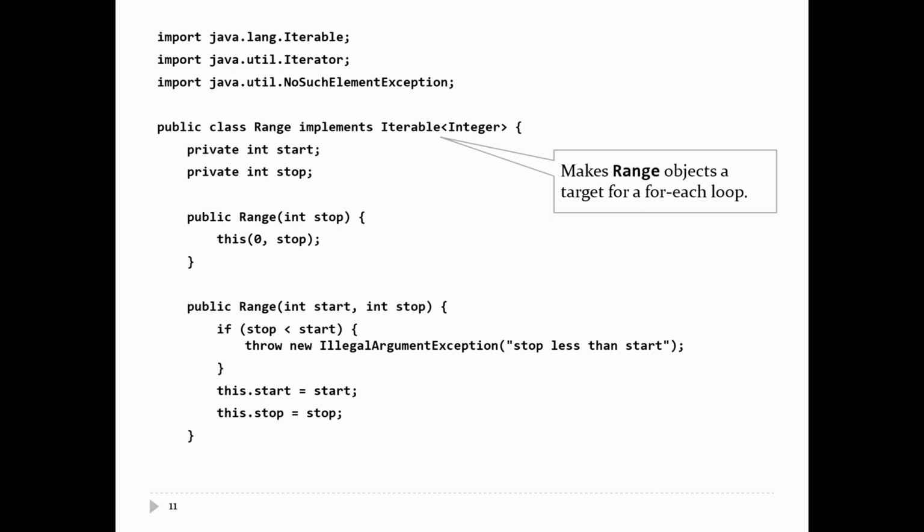Okay, so we have our first constructor. It takes in only a stopping value. This is the one that's going to count from 0 up to, but not including, stop. And I'm just going to chain this to the second constructor. The second constructor takes in 2 values, start and stop. So we're going to start at start and go to stop. Start is always less than or equal to stop, so we have to check, is stop less than start? If it is, we're going to throw an exception. If you want to count down, you have to do something else, but we're not counting down in this class. It's easy to change though. Otherwise, we're going to set this start and stop. That's it. It's pretty straightforward.